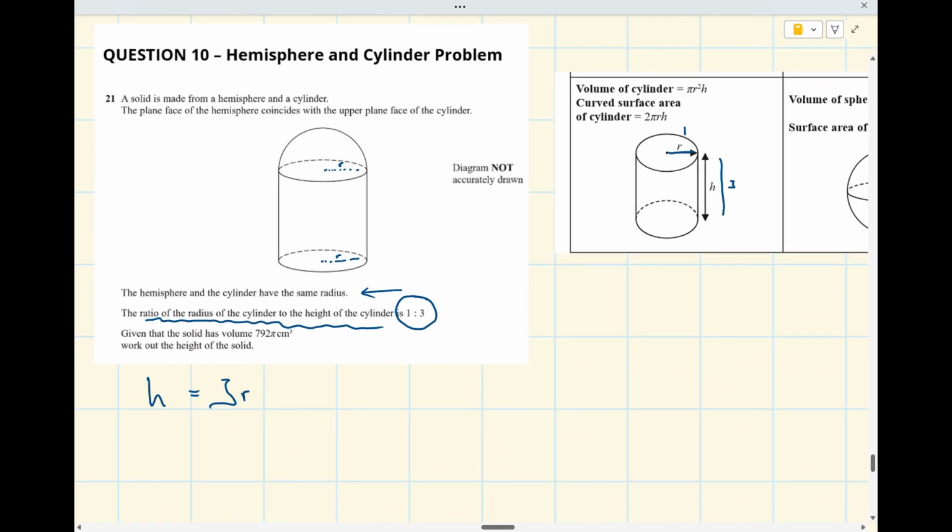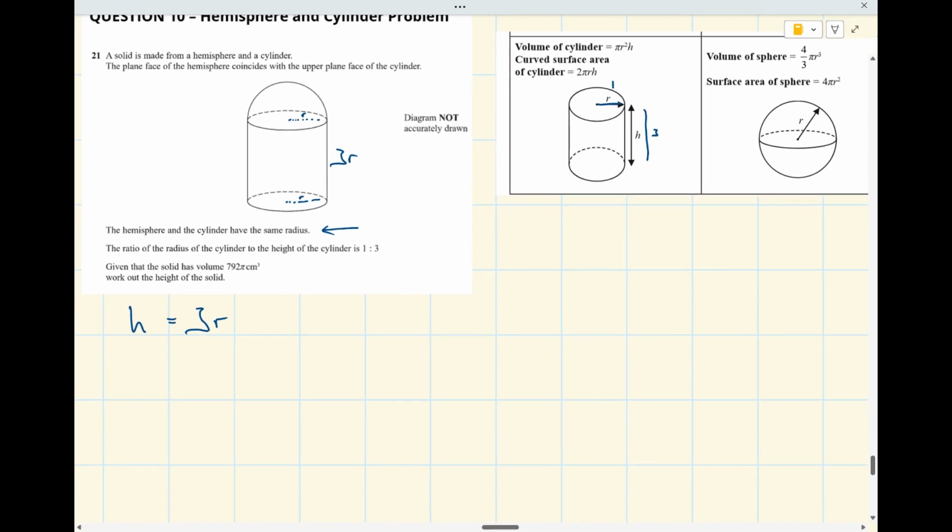H equals 3r. So suddenly, look at that. I can label the height of my cylinder. The ratio of the radius of the cylinder to the height of the cylinder is 1 to 3. Right, so if the radius is r, then the height is 3r. Good. Given that the solid has a volume of 792 pi, work out the height of the solid. So the volume of this solid equals 792 pi.